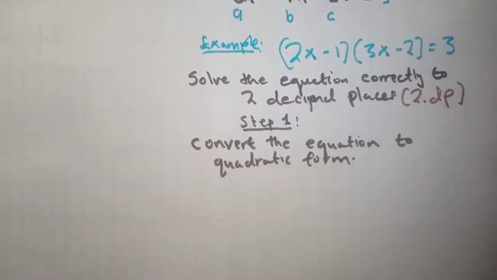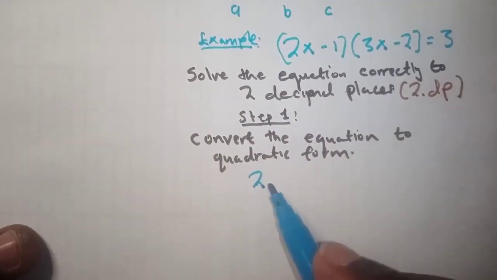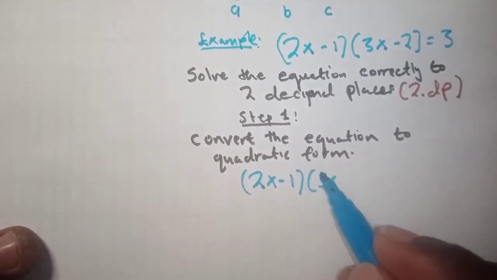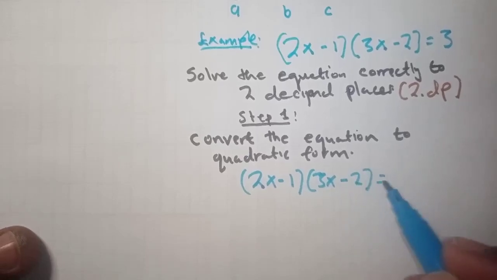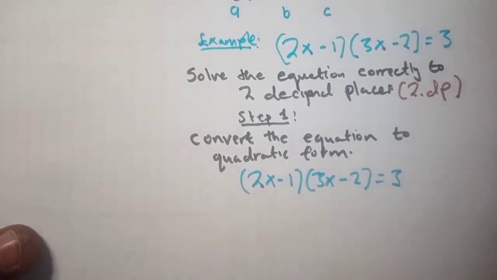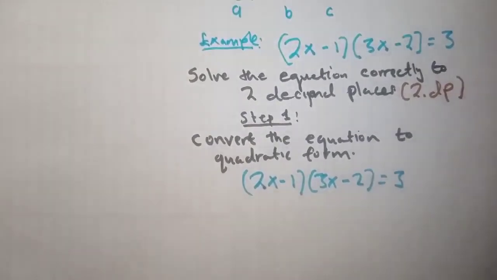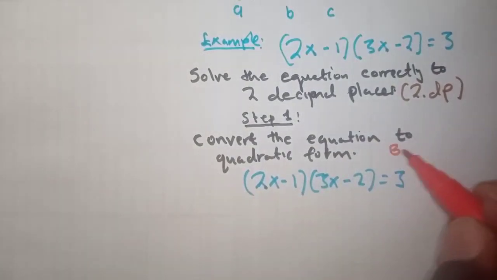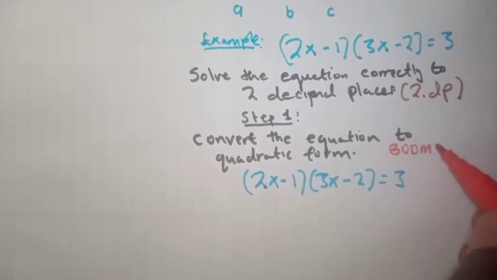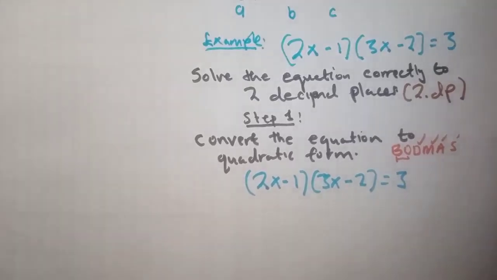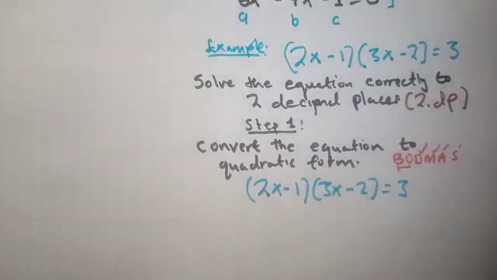So our equation is 2x minus 1 in brackets, 3x minus 2 in brackets is equal to 3. We need to convert this to quadratic form. The way we are going to do this, first we need to get rid of the brackets. Remember from our order of operations, BODMAS: B stands for brackets, then division, multiplication, addition, and subtraction. So the first thing, we open the brackets before we start doing anything.